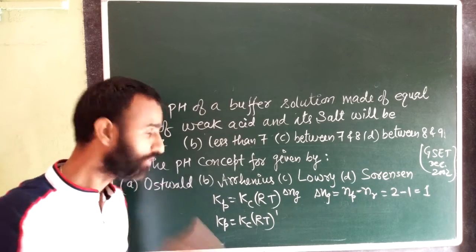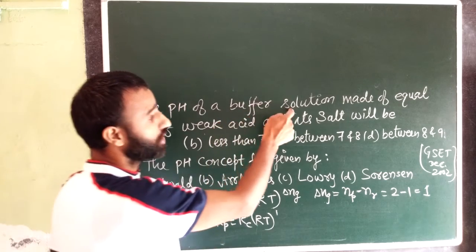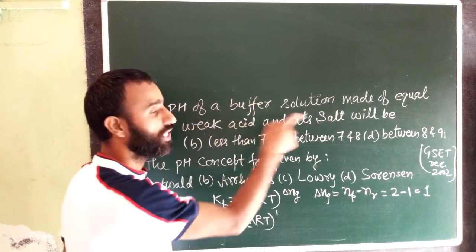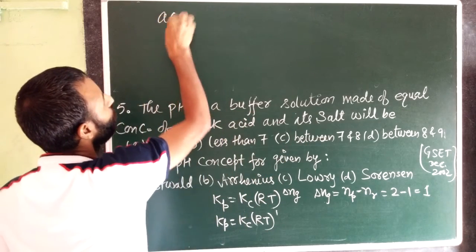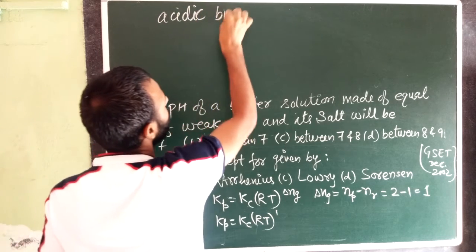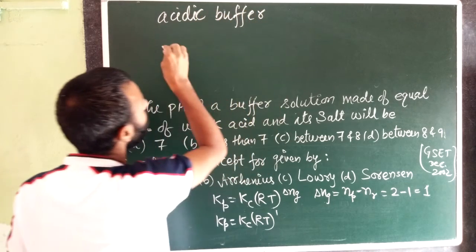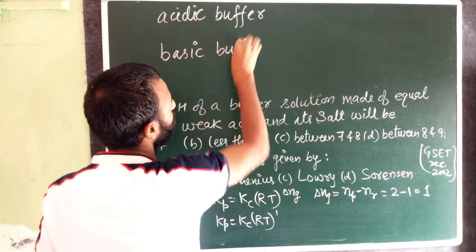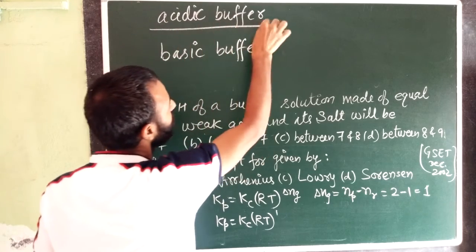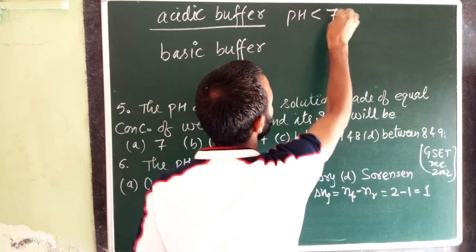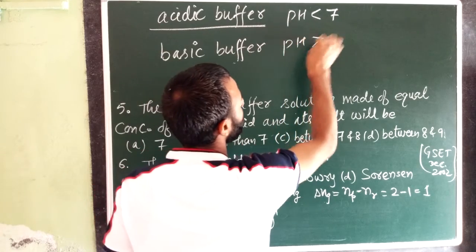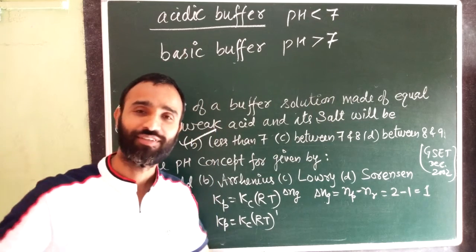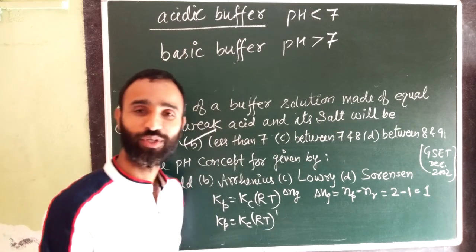ठीक है. गॉट इट. Next, pH of a buffer solution made up of equal concentration of weak acid and salt. So देखो, weak acid and salt makes acidic buffer, weak base and its salt make basic buffer. So याद रखना, acidic buffer की pH जो है that is less than 7, basic buffer की pH greater than 7. That's it. So that means pH less than 7. राइट. ओके, तो नोट कर लो.